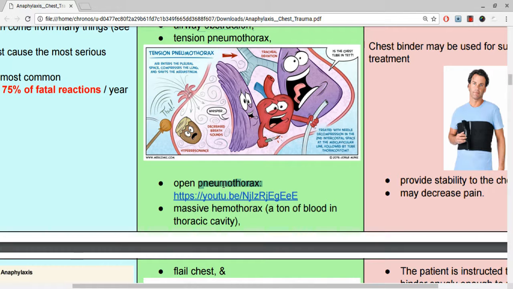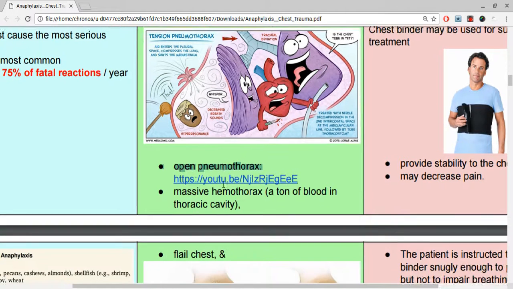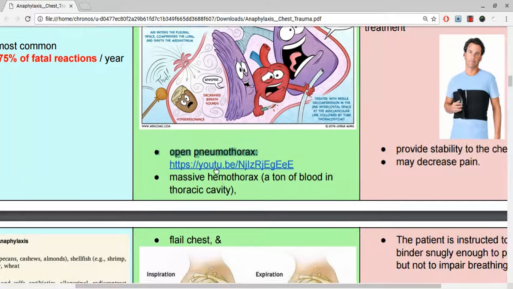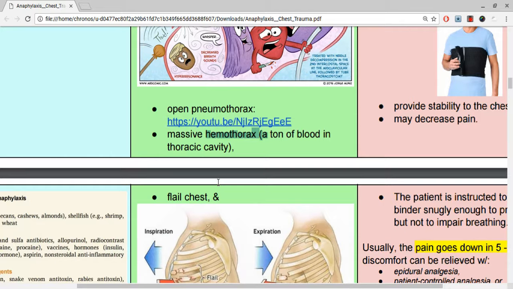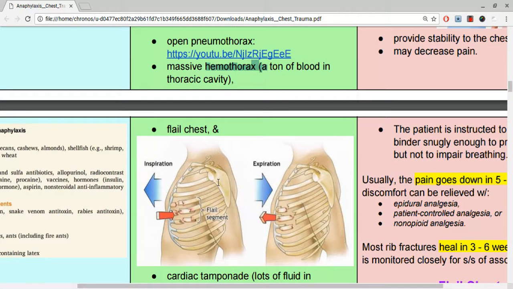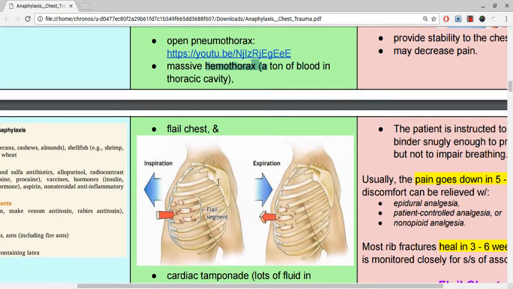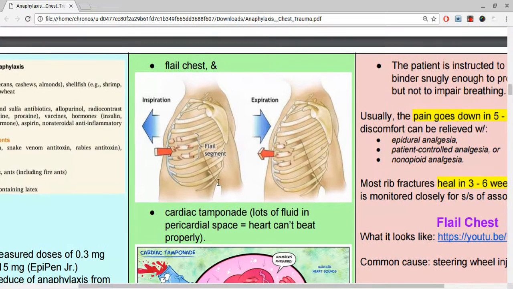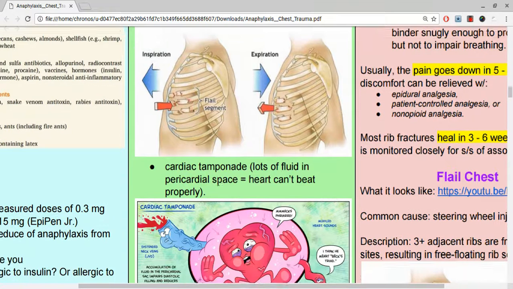And an open pneumothorax would be an emergency too, and you can watch this video on that. Massive hemothorax would be an emergency, and that's basically where a ton of blood goes into the thoracic cavity. And a flail chest would be an emergency as well, because it could nick the other organs, major organs, like if it's in the lower region, then it could nick the spleen or the liver or anything like that.